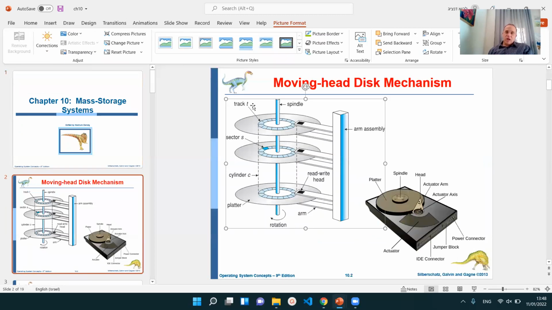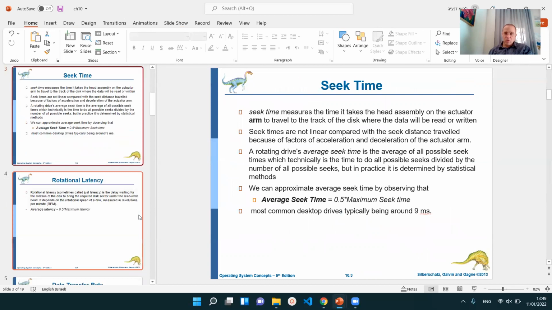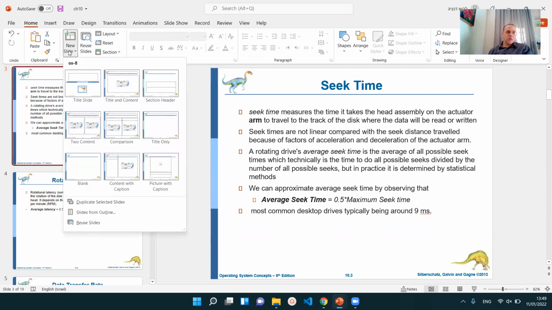Okay, so we talked about the head moving here. The head goes forward and backwards. We call that seek time. Important to remember, that's seek time, as opposed to the disk turning, which is called rotation time. So here I added some slides. This is also new.